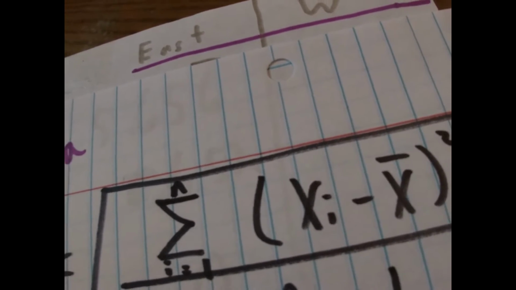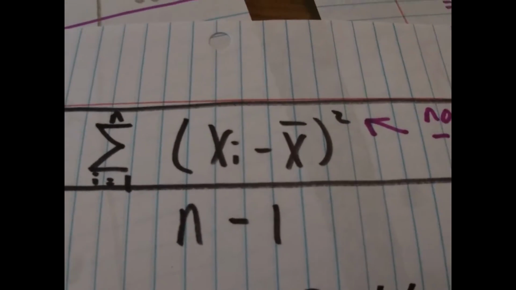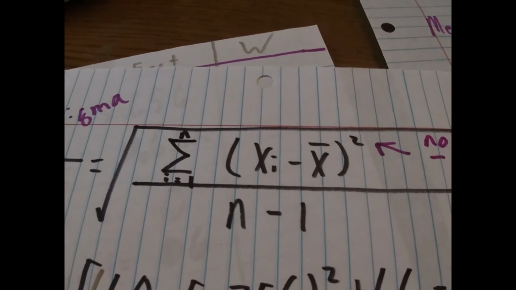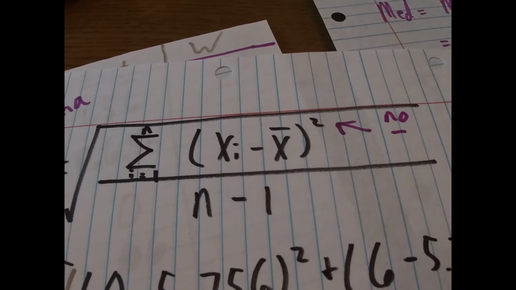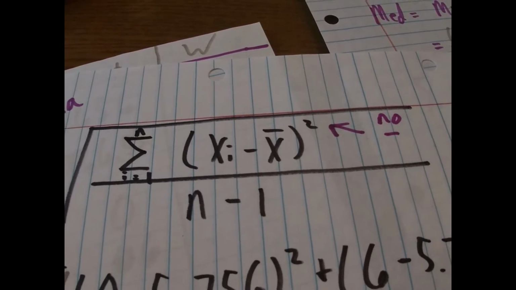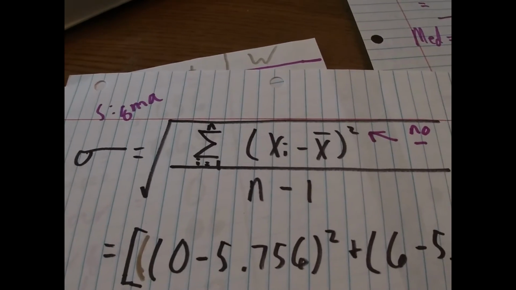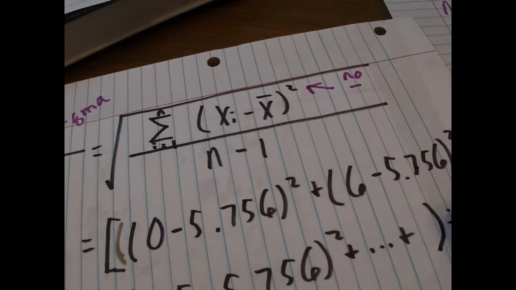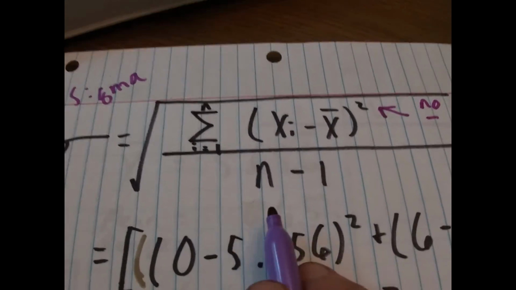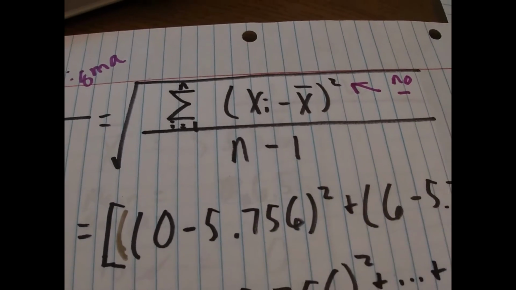No negatives that way, because we want this as a reflection of how much the data varies from the mean. Does it vary a lot or does it not vary a lot? Okay, well, that's what this is about. On the bottom, you notice it's n minus 1.